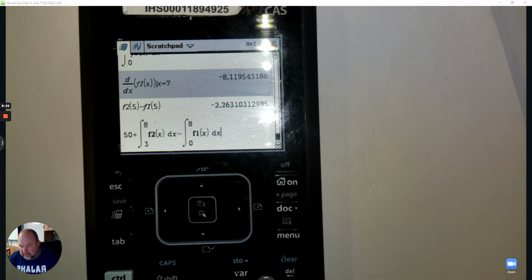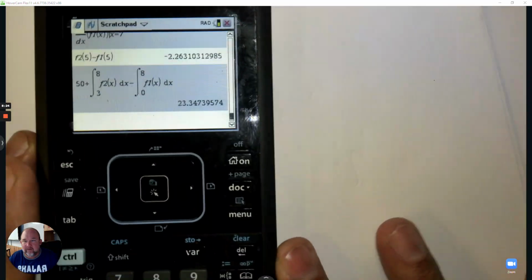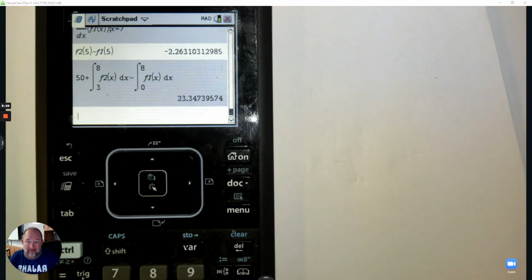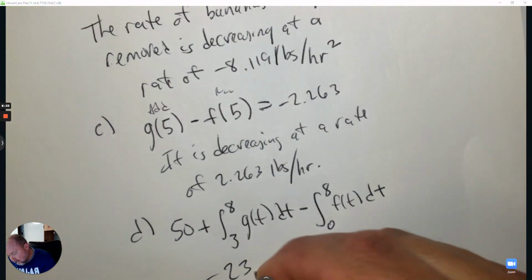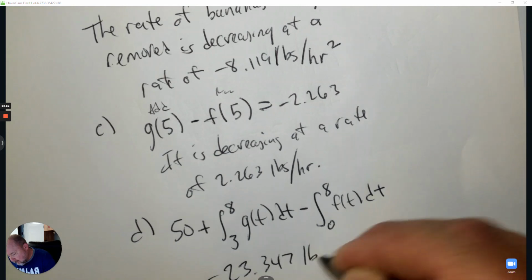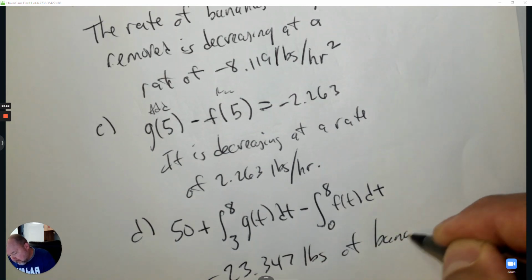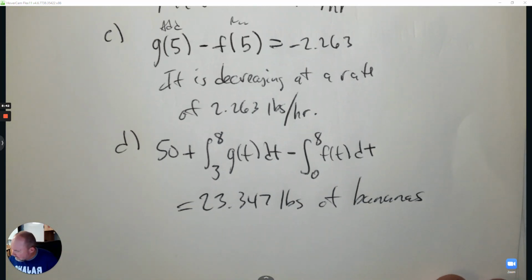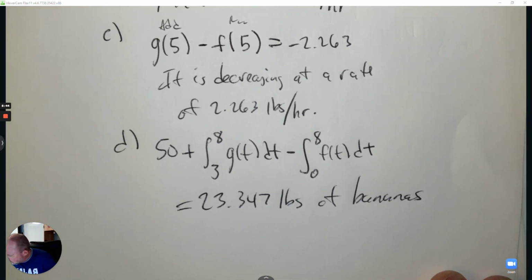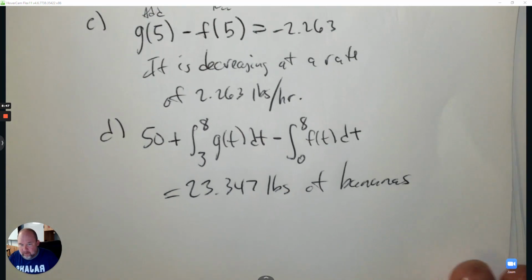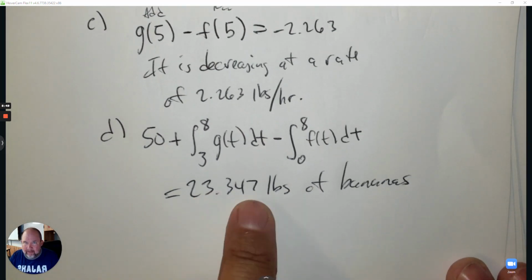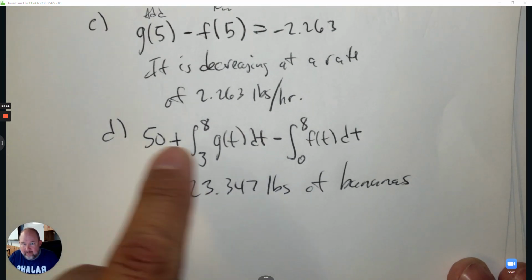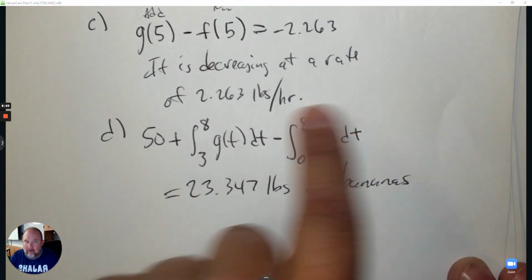And then I don't have to retype it all. Control Enter, and it does the calculating for me because it's been defined in the calculator. And I get 23.347. So at t equals 8, or 8 hours since the store has been opened, this is how many pounds of bananas are left on the display. You start, then how much you're adding and subtracting, all of it together.